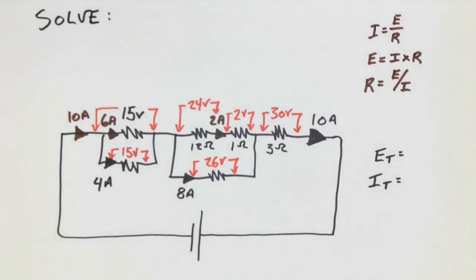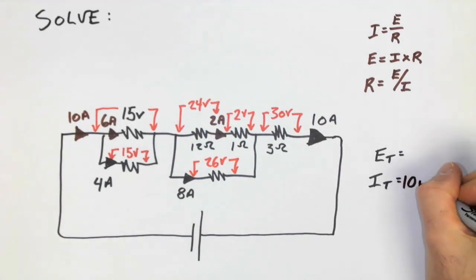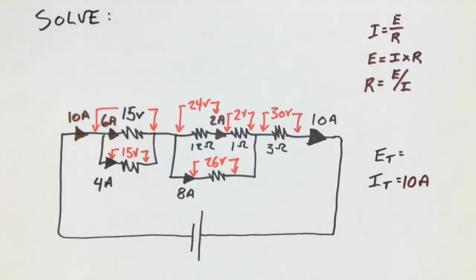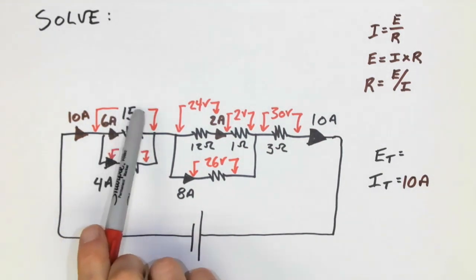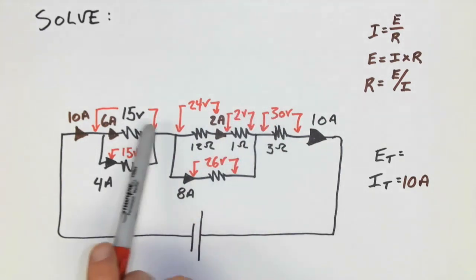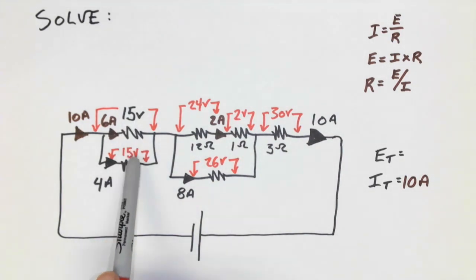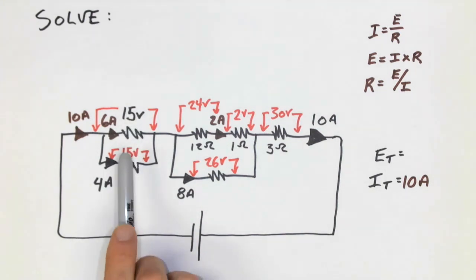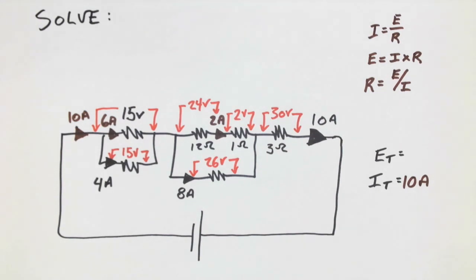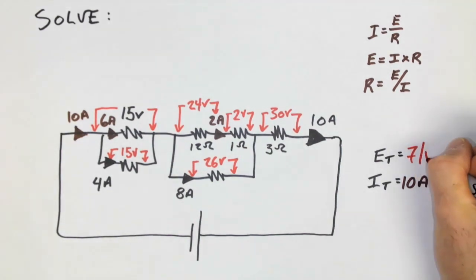The total current of this circuit is really already provided for us. It's 10 amps. The total source voltage is going to be a sum of all the voltages moving along horizontally, all the series connections. We're never going to add these voltages together because remember, in parallel, the voltage is the same. We are not looking to add voltages. So 15 plus 24 plus 2 plus 30 gives me a source voltage of 71 volts.